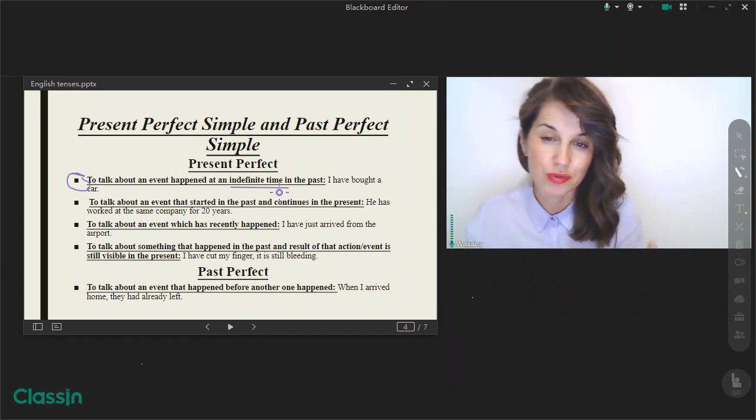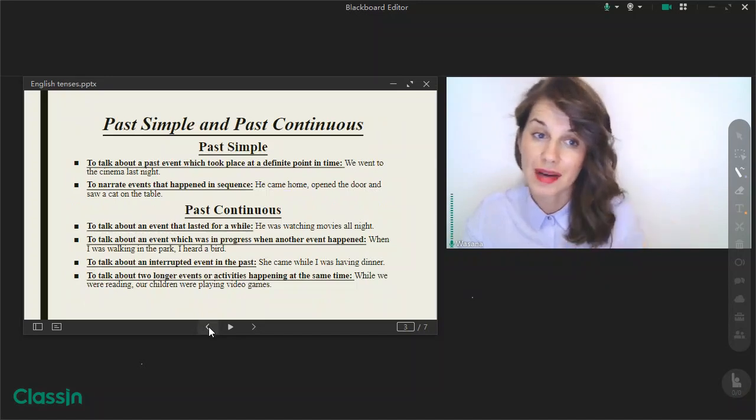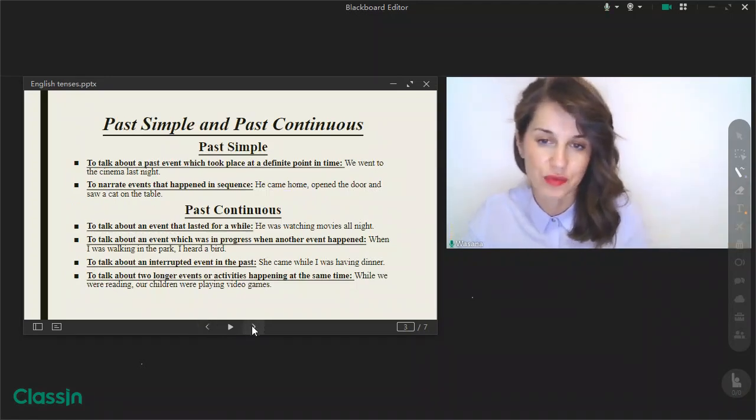And when I want to be more precise, when I want to say the time when something happened, then I use past simple, and I would say, I bought my car a few days ago, for instance.